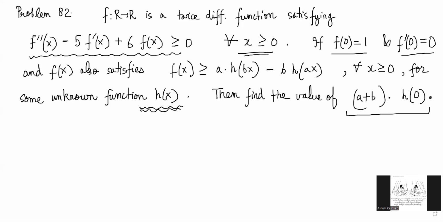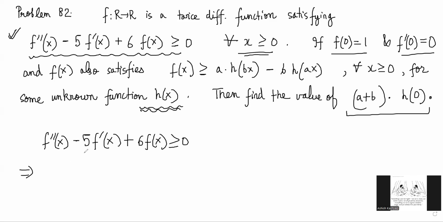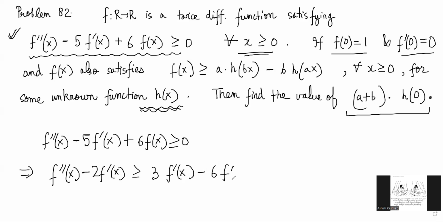So we start off by thinking about this differential inequality. We have f double dash x minus 5 f dash x plus 6 f of x is greater than or equal to 0. Here, notice that 5 can be split in groups of 2 and 3. So what I will do is f double dash x minus 2 f dash x will be greater than or equal to 3 times f dash x minus 6 times f of x.